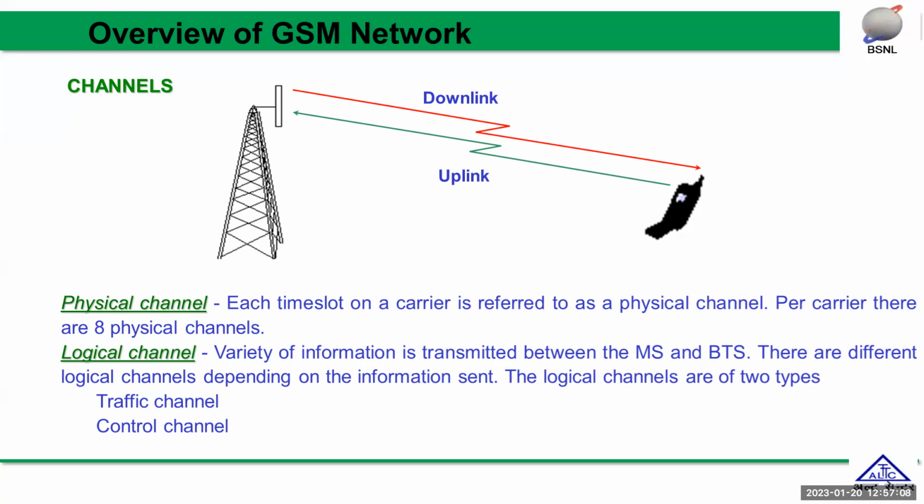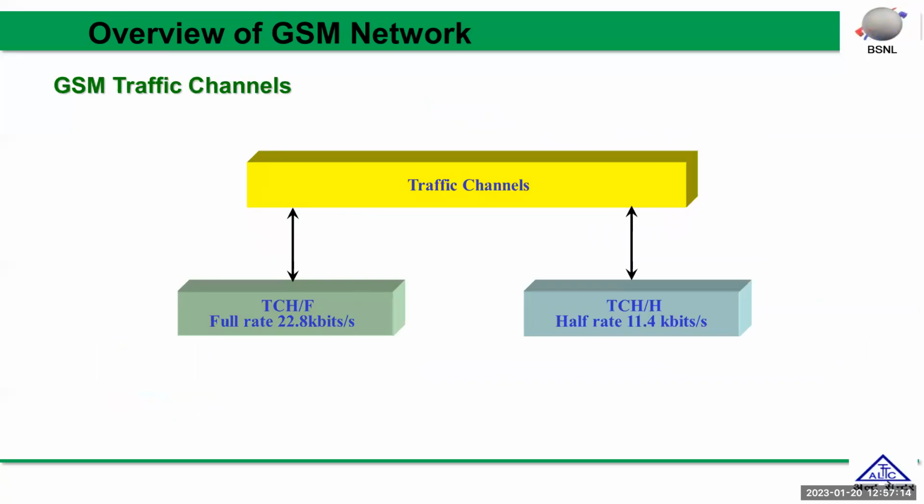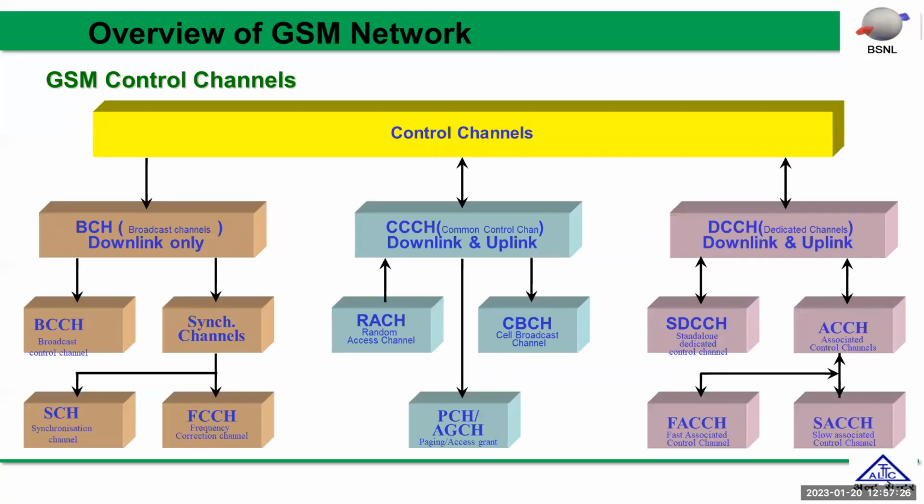We will discuss the different control channels that are used in the GSM network. The traffic channels are of two types: the traffic channel full rate and the traffic channel half rate. After that, we will discuss the control channels, of which there are 3 types. First is the broadcast channel, which is downlink only. Second is the common control channel, which can be both uplink as well as downlink. And third is the dedicated control channels, which work both ways, uplink and downlink.